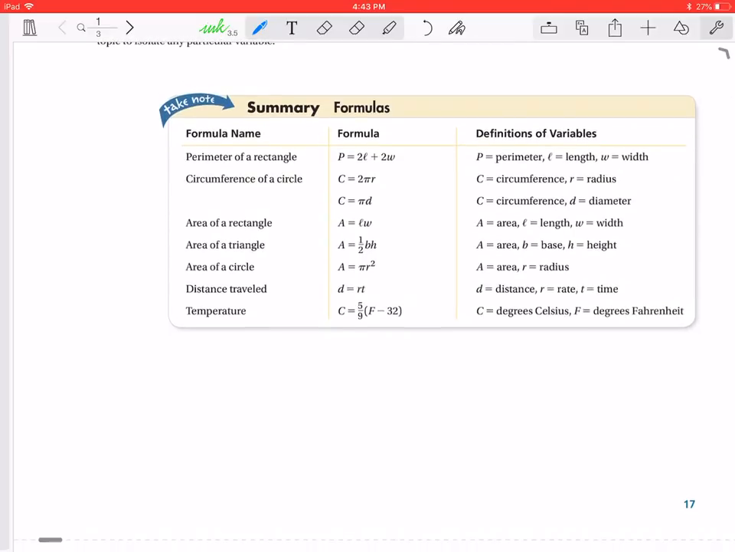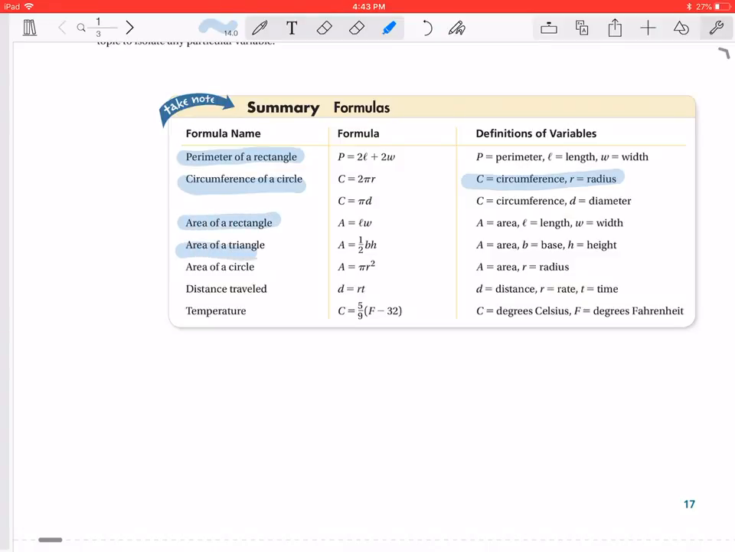Now below I have some examples of some formulas. Okay, these show a specific relationship. The first one we have here is a perimeter of a rectangle. Then we have a circumference of a circle. And the formula for that is the circumference is equal to twice times pi times the radius, C being the circumference and R being the radius.